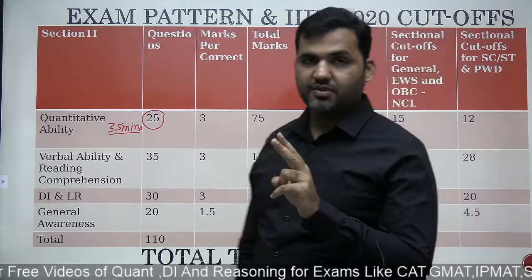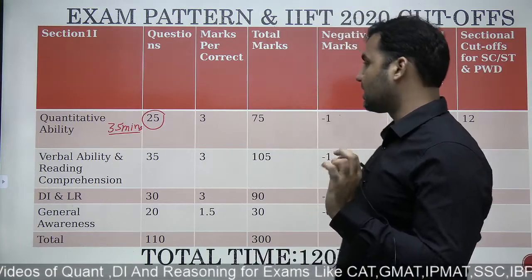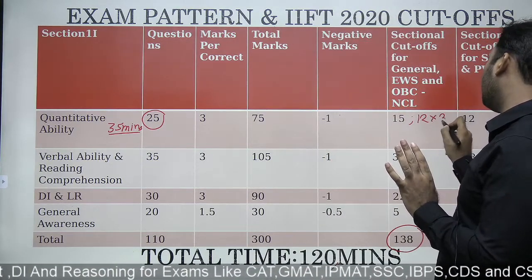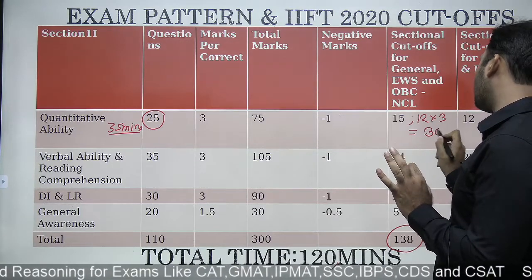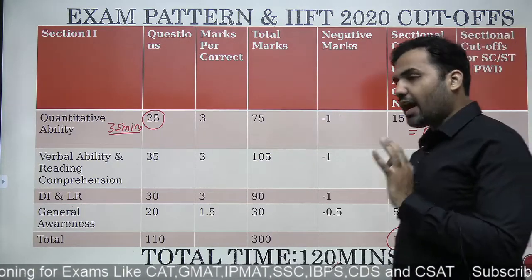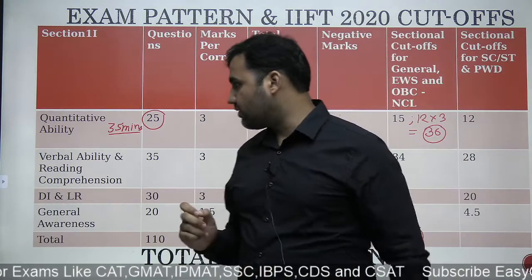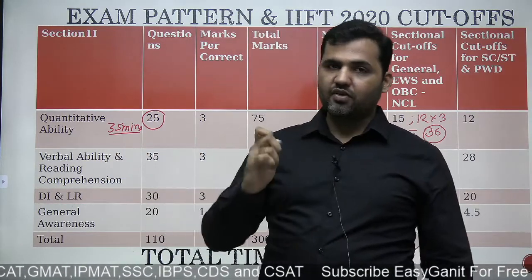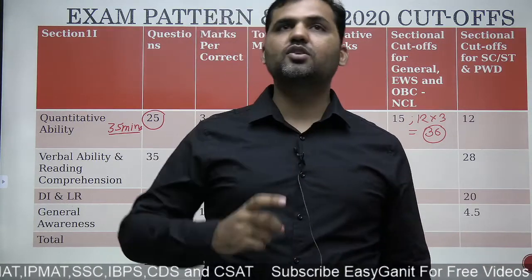3 minutes per question I'm saying, right? In fact you should do 13. 12 to 13 questions should be correct here. 12 into 3, if you can secure 36 marks, your job will become very easy. And I have observed that verbal ability and reading comprehension is a deciding factor in IIFT. Why is it so? Let me tell you the reason.